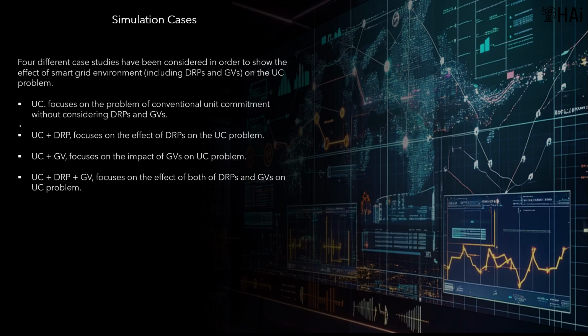UC plus DRP focuses on the effect of DRPs on the UC problem. UC plus GV focuses on the impact of GVs on the UC problem. UC plus DRP plus GV focuses on the effect of both DRPs and GVs on the UC problem.